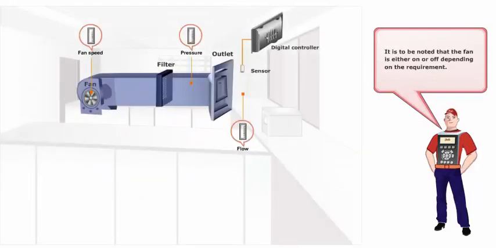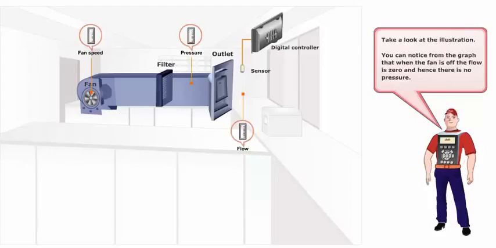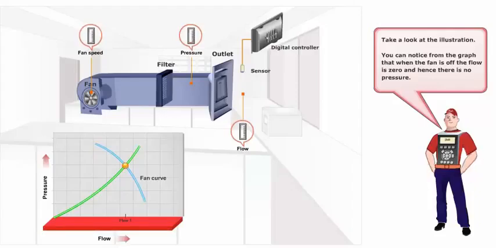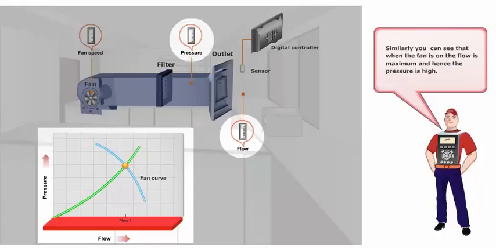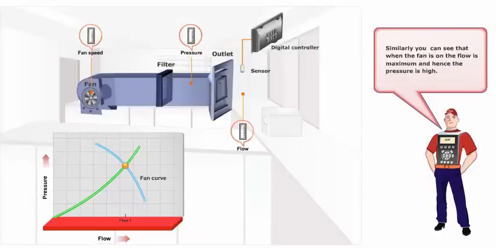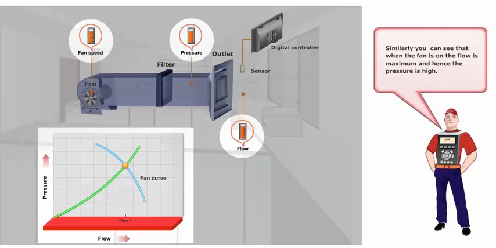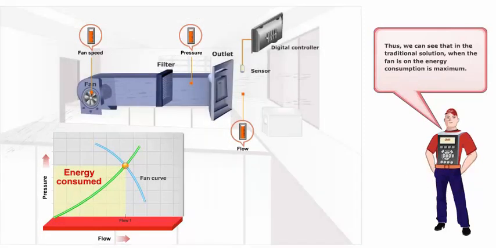It is to be noted that the fan is either on or off, depending on the requirement. The fan is on, with a maximum flow, or off. Take a look at the illustration. You can notice from the graph that, when the fan is off, the flow is zero, and hence there is no pressure. Similarly, you can see that, when the fan is on, the flow is maximum, and hence, the pressure is high. Thus, we can see that in the traditional solution, when the fan is on, the energy consumption is maximum.